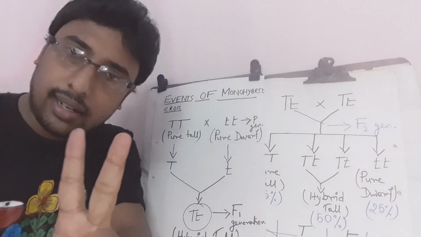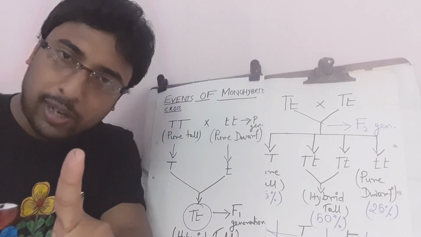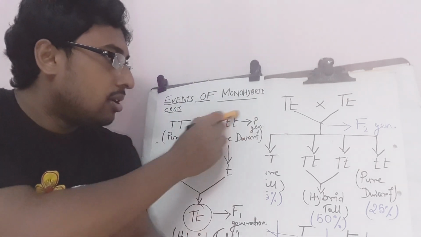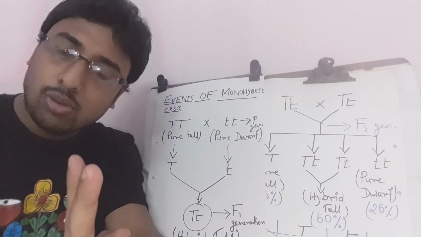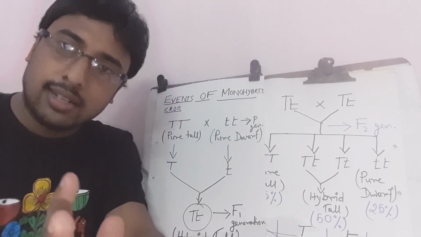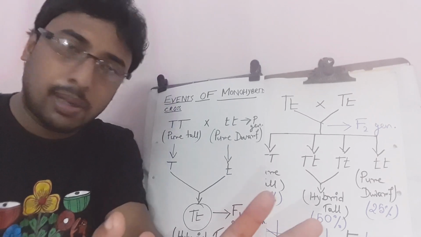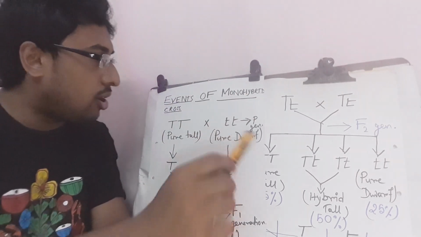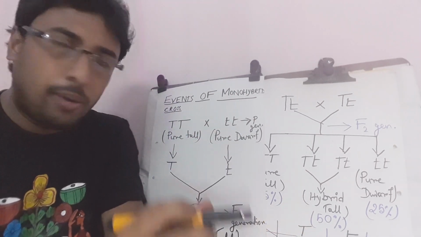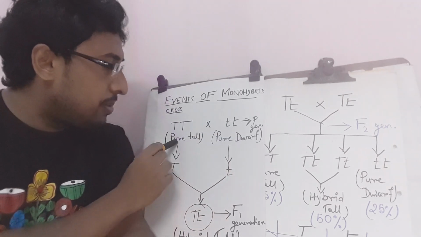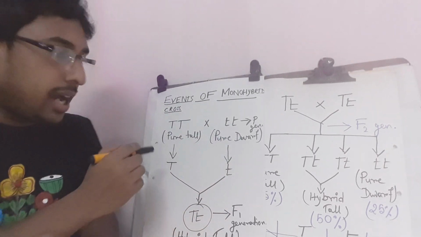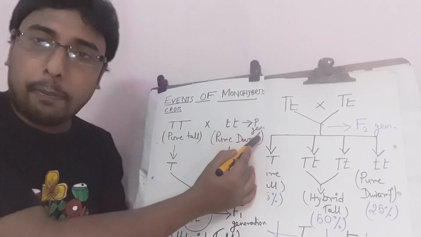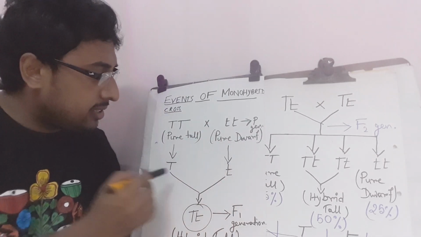How many characters are present here? One pair of characters: pure tall and pure dwarf. So one pair of contrasting characters is taken for the experiment. That is why it is known as the monohybrid cross of the Mendelian experiment. With one pair of characters, pure tall and pure dwarf, this is the parental generation. That is why I have written P generation.